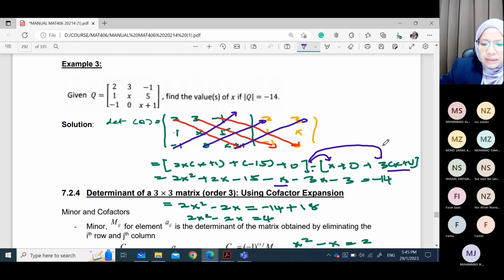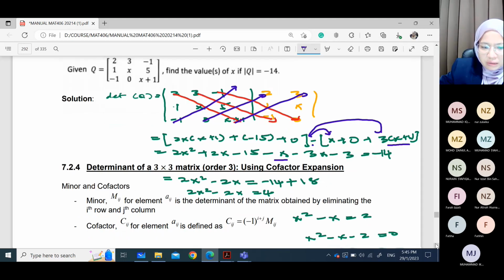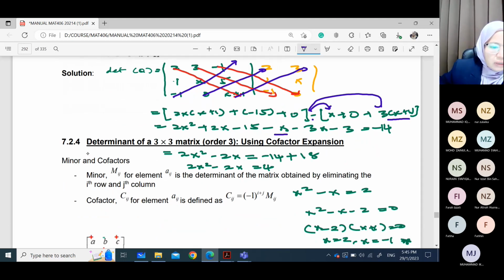So next is about cofactor expansion. So cofactor. Apa maksud cofactor? So minor and cofactor. So minor is Mij for element Aij is the determinant of the matrix obtained by eliminating the I row and J column. So yang ini kita eliminate by I and J row and column.